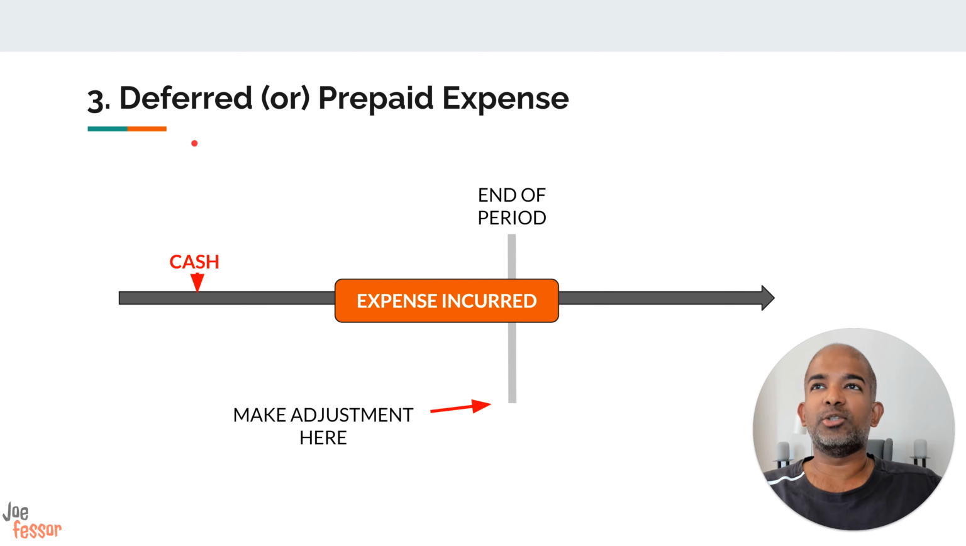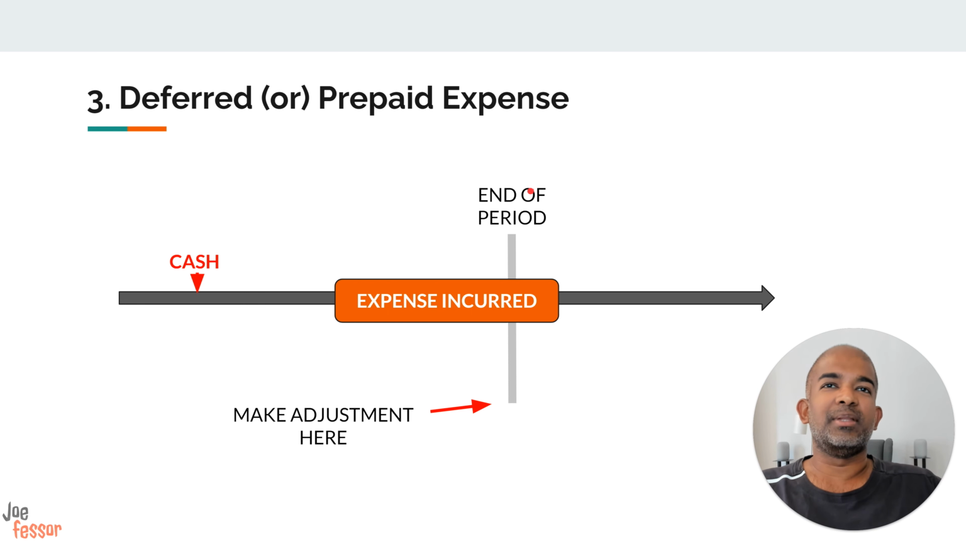Next, we'll look at the two types of expense adjustments. The first one is the deferred or prepaid expense. Cash is being paid before expenses are being incurred. Cash is paid in advance and hence they are referred to as prepaid expenses, and then the actual expense is incurred later. But as we've seen earlier, if this expense incurred is spread across multiple time periods, you will have to make an adjustment to capture the expense that has been incurred in this particular time period.